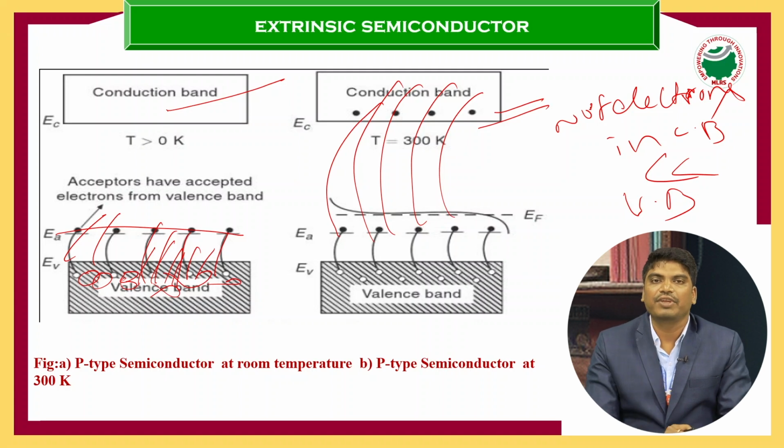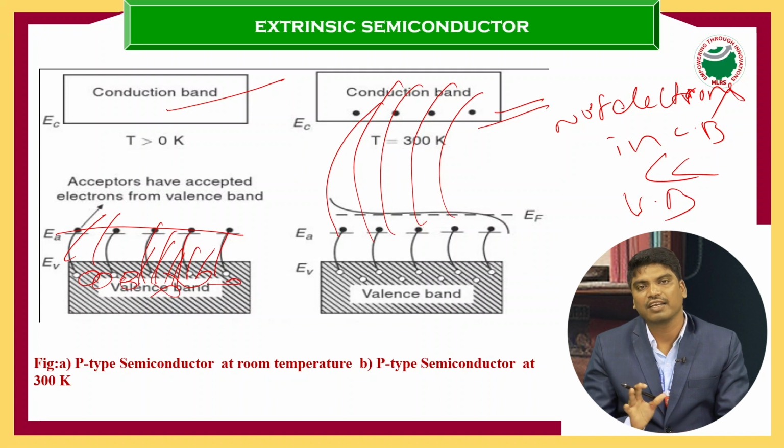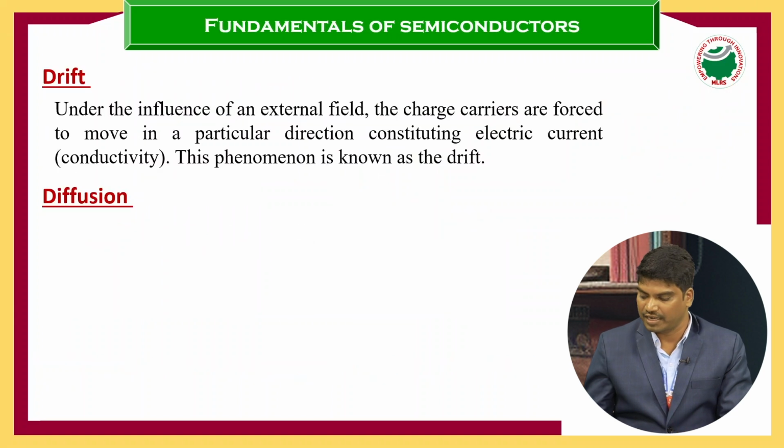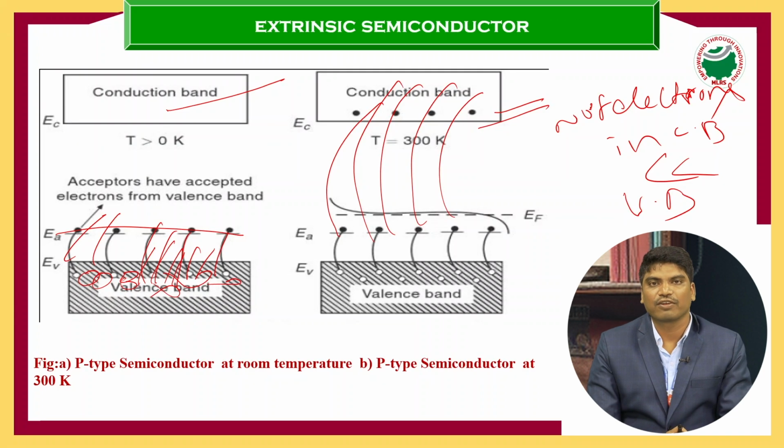So this is the brief introduction about the different types of semiconductors. What are they? Intrinsic semiconductor and extrinsic semiconductor. Intrinsic semiconductor means pure semiconductor, and extrinsic semiconductors are impure, which we can make by adding different types of impurities. By adding pentavalent impurities, we get N-type semiconductors, and by adding trivalent impurities, we get P-type semiconductors. With this, I am concluding today's class.